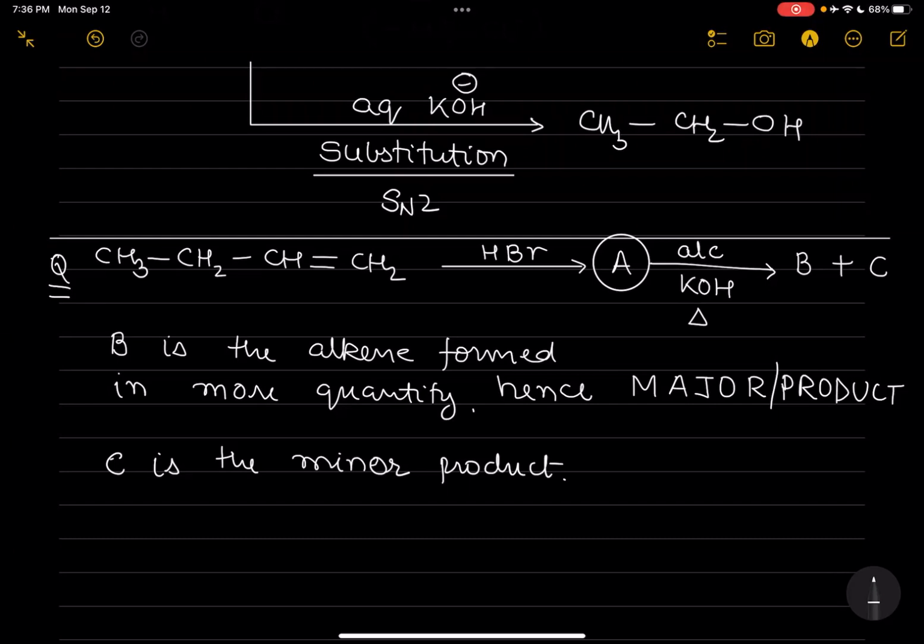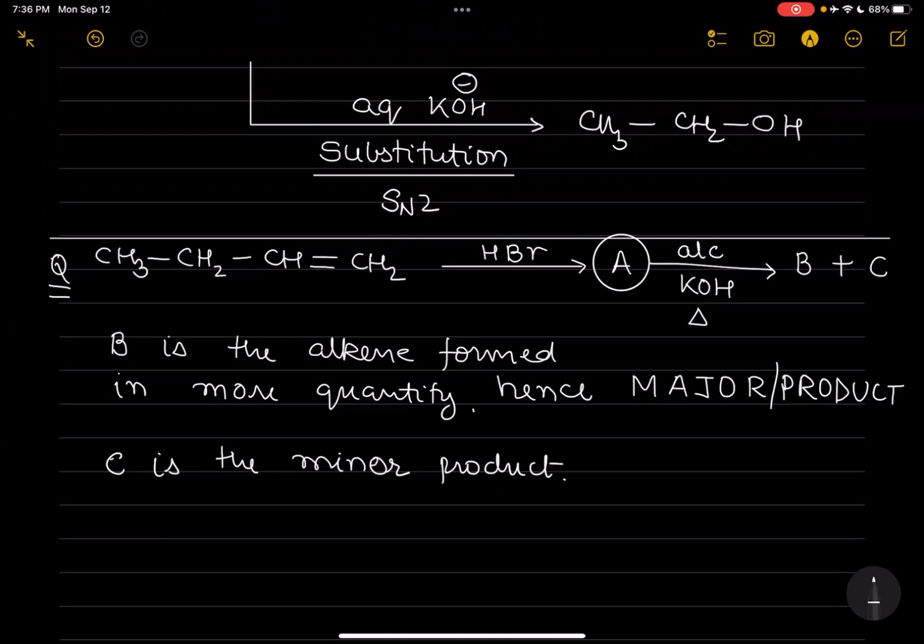Actually, how are alkenes formed by elimination? By eliminating H and halogen, you get an alkene. And if you do substitution, you need some group which can come out, and another group can come in place of that. That is substitution.